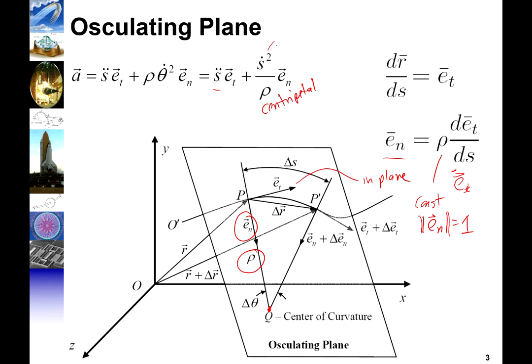So let's look at some examples of how to use this. I'll mention really quickly, we can also define a third unit vector that's just the cross product of these two. Usually this isn't useful because notice the acceleration is totally in the et-en plane. So if we did compute that unit vector, the acceleration would have to have a zero component in that direction.